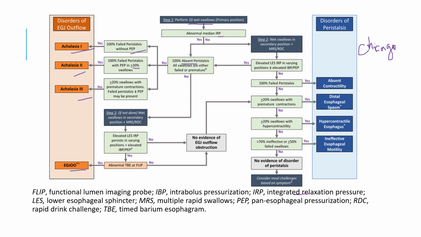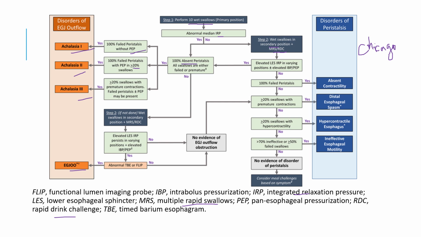Okay, now if we don't find any abnormality in the median pressure while doing the wet swallows, we can make them do the swallows in sitting position. Or we can make them do MRS, RDC. What does that mean? Multiple rapid swallows, that is like 2 ml rapidly, and or a rapid drink challenge like 200 ml, such as a big gulp. If there is abnormality, that may be achalasia.